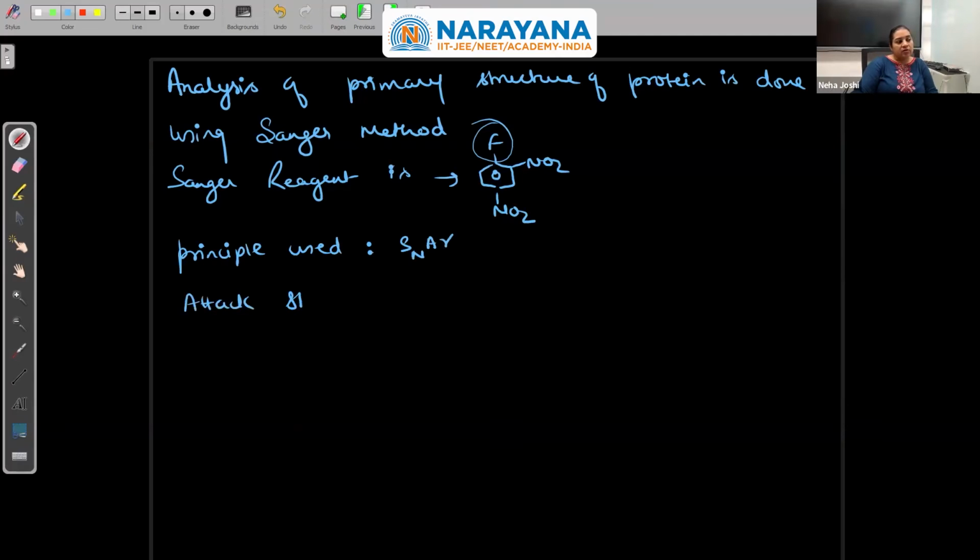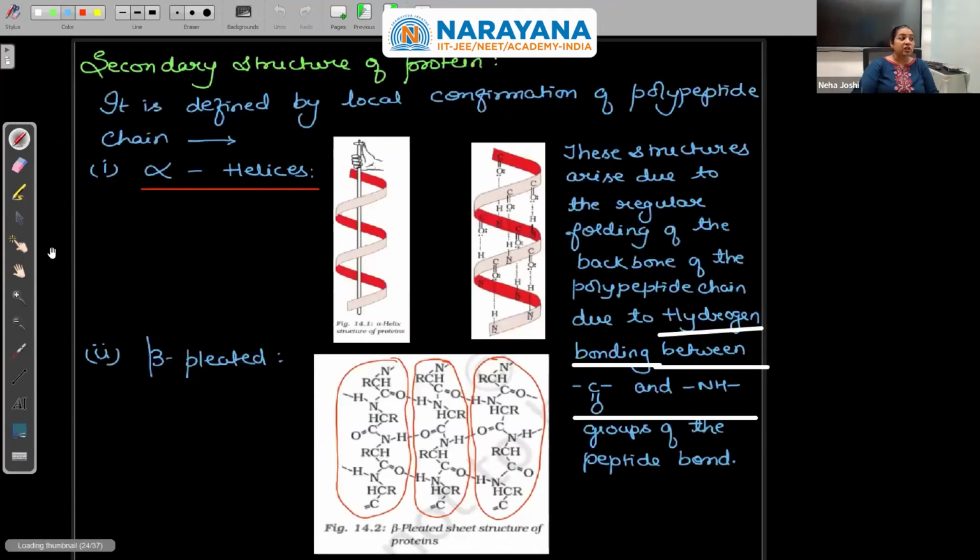Attack starts from the N-terminal amino acid. It always attacks the N-terminal amino acid. That is fixed. There is a fixed sequence of amino acids, and only then does it become a particular protein. If the sequence is not maintained that way, then it cannot become that protein, and it can cause diseases.